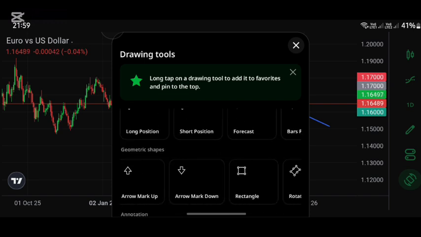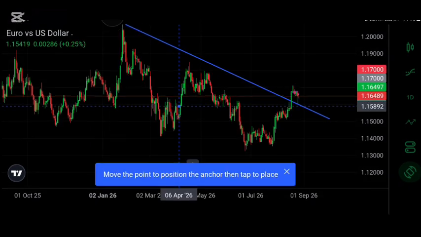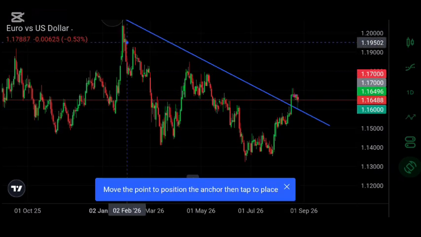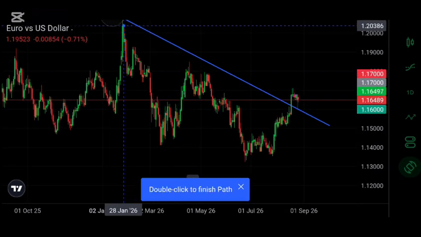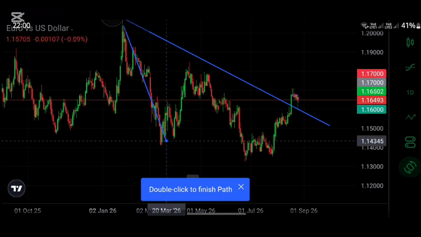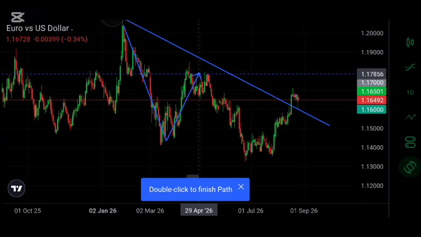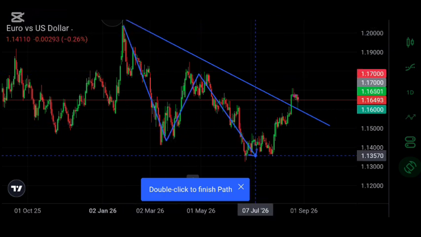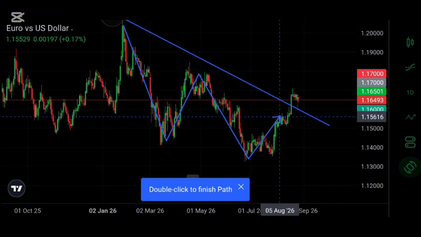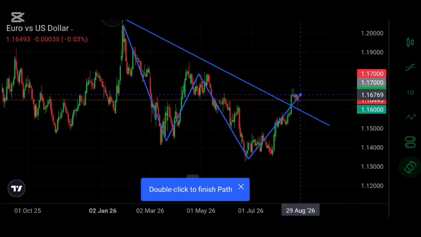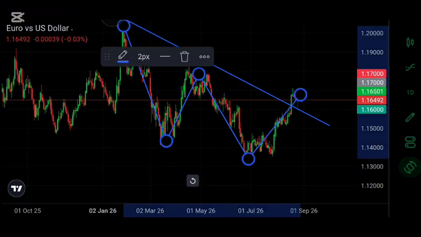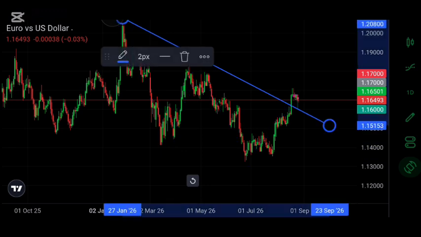Now I drew my zigzag lines to show whether the market is bearish. Now that was the lower high, the lower low, the lower high, lower low, and finally the lower high, of which it's breaking a trend line, confirming change of character soon.